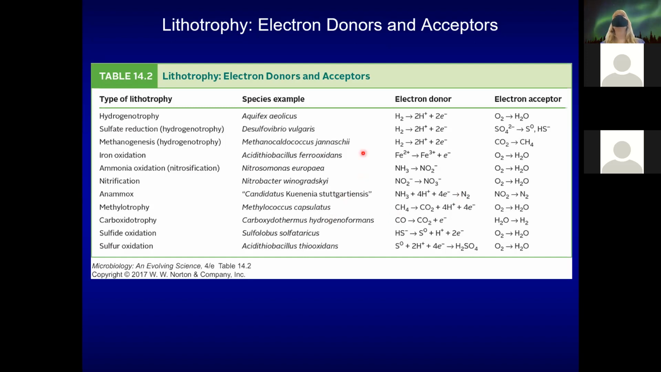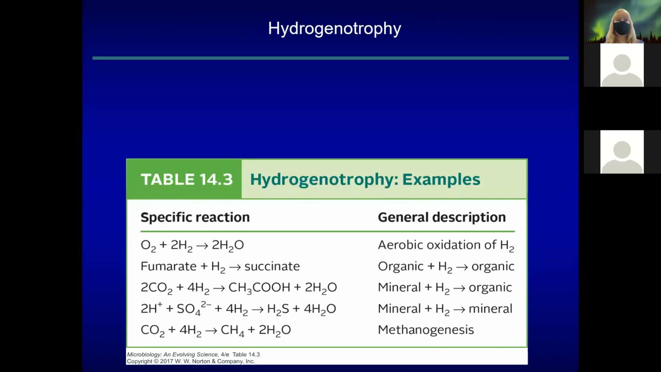And then iron oxidation, we talked a little bit about that actually, as you know, iron was super abundant in the early Earth. And so that was probably a very primitive first reaction.